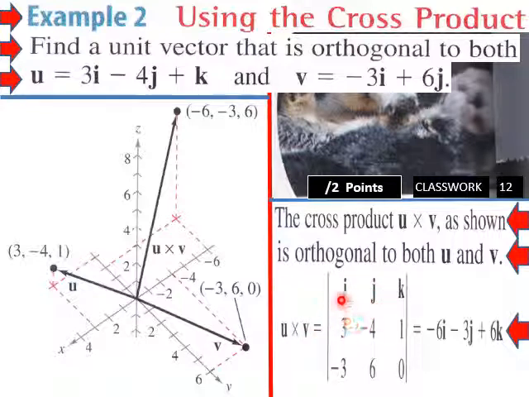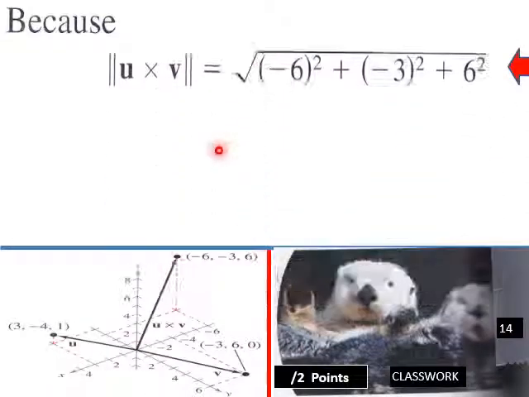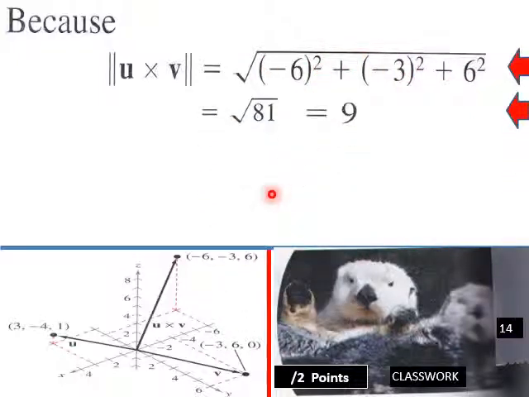u times v here. We have our rows and we have our columns. This will come out to being negative 6i minus 3j plus 6k. And that is this vector here. When you multiply these two together, you get this. Because the length of the vector u times v equals, we put negative 6 squared plus negative 3 squared plus 6 squared. Then we take the square root of that and we get the square root of 81, which equals 9.